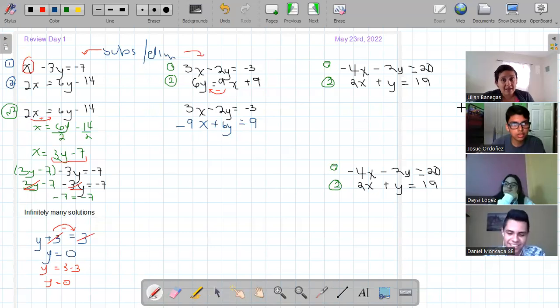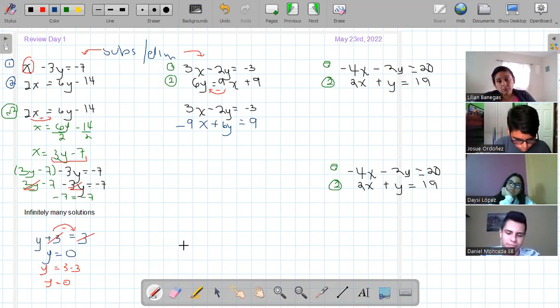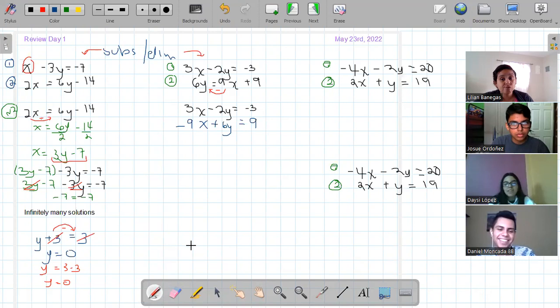Variable x. Okay, in order for me to have the variable x with exactly the same number, by what number should I multiply which equation? By what number should I multiply which equation in order to have exactly the same number in the variable x, but with different signs? Multiplying the 3x by 3.